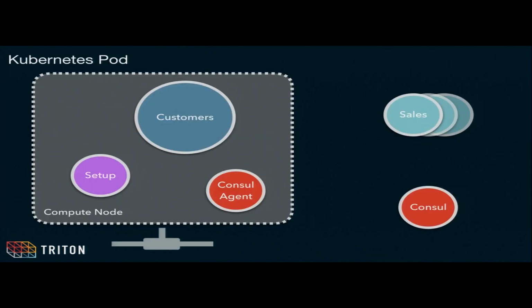Okay. So here's our Kubernetes pod, right? This is in our compute node. This could be a VM, doesn't matter. We've got our customer's container, our console agent, which is either running in the VM or maybe running as a sidecar container, and some kind of setup container, which is definitely a sidecar container. Our console agent will coordinate with the console discovery service, and the setup container will get some data out of that and write some information into the customer's application, and the customer's application will use that to reach the sales application.